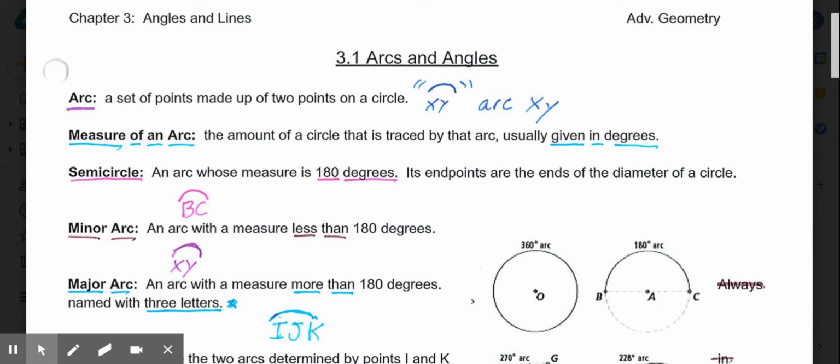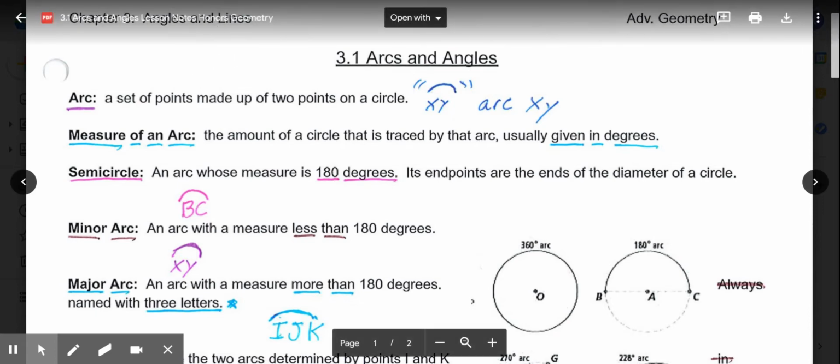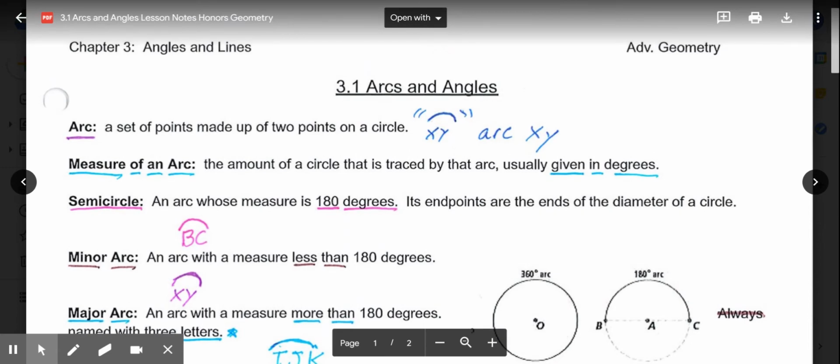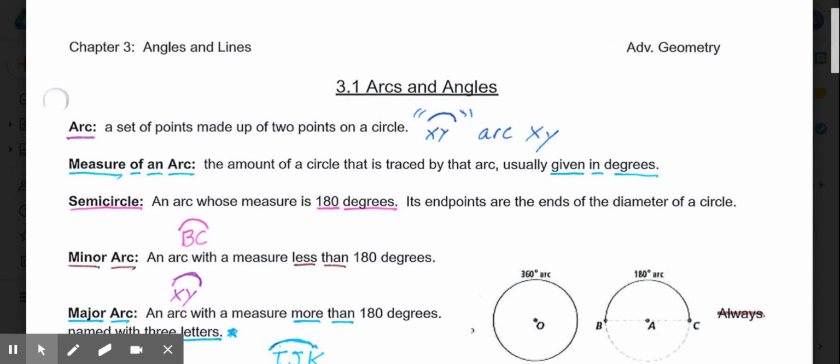So all of Chapter 3, as you can tell from the title in the upper left, will be focused on two different main ideas, one being angles, the other being lines. Now, within the idea of angles and lines, we'll be looking at things like arcs, rotations, translations, slides, and so on. Today, obviously, we're just talking about the idea of arcs and their relationship to angles.